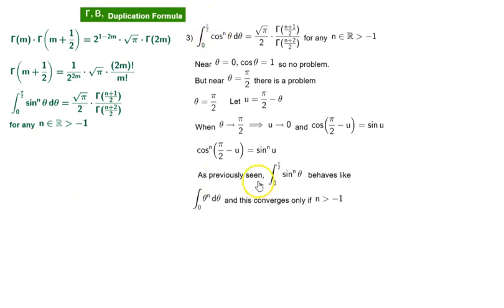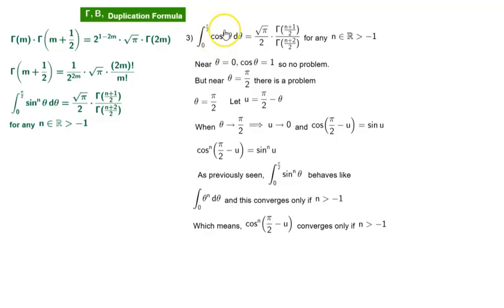So as previously seen, integral 0 to pi by 2 sin n theta behaves like integral theta to the power of n d theta near 0. And this converges only if n is greater than minus 1. Which means cos n of pi by 2 minus u converges only if n is greater than minus 1, because they are equal.